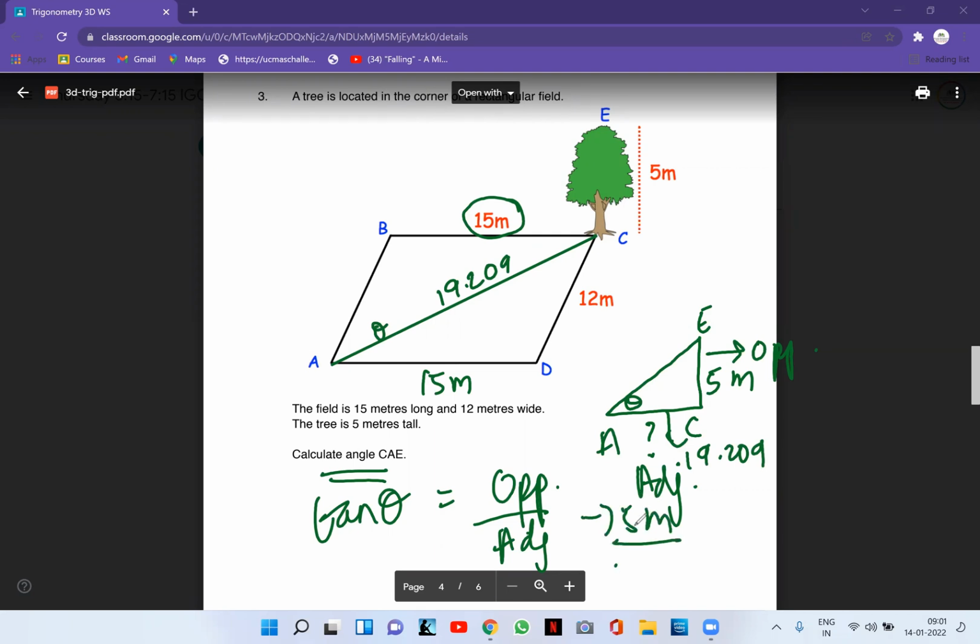So see here, all these things are very important. And then, you have to connect your 3D Pythagoras theorem into consideration and then do. So 15 divided by 19.209. I want only theta, so I will take tan inverse. So tan inverse, so my answer will be 37.98 degrees. No, somewhere we are wrong over here.